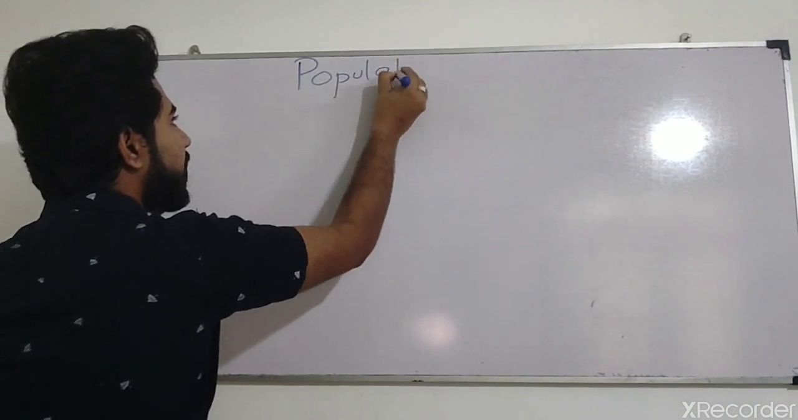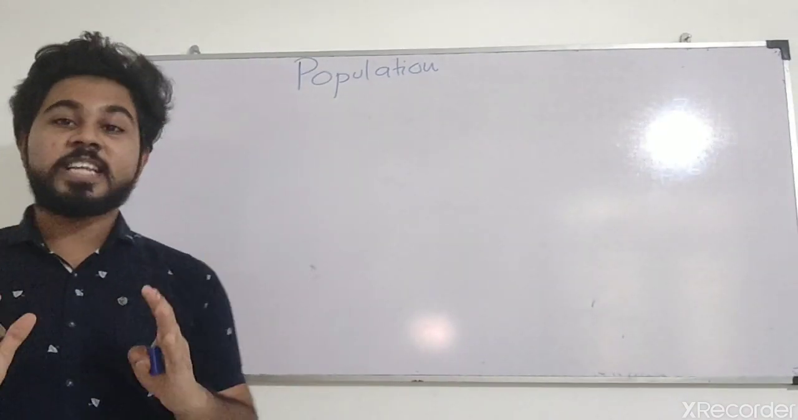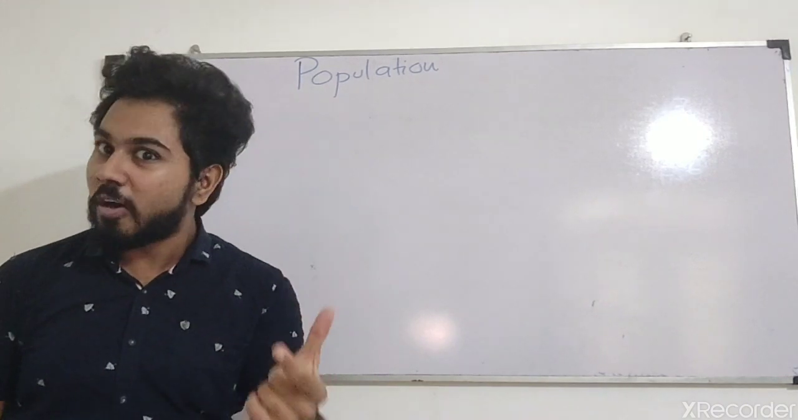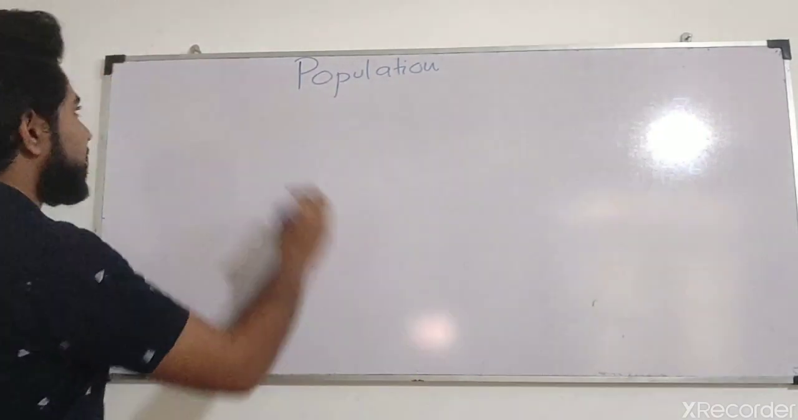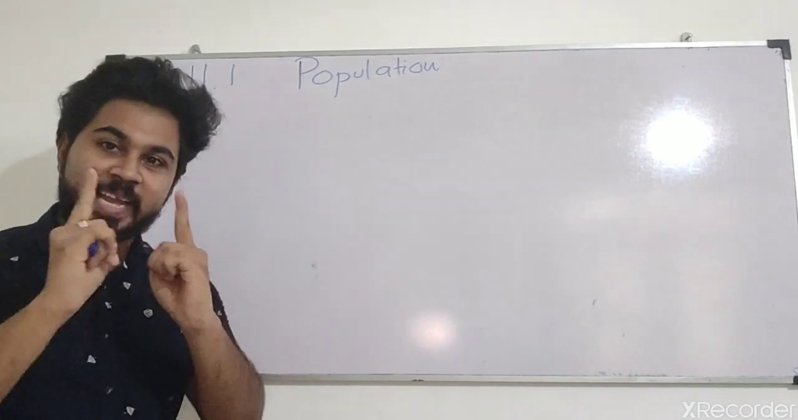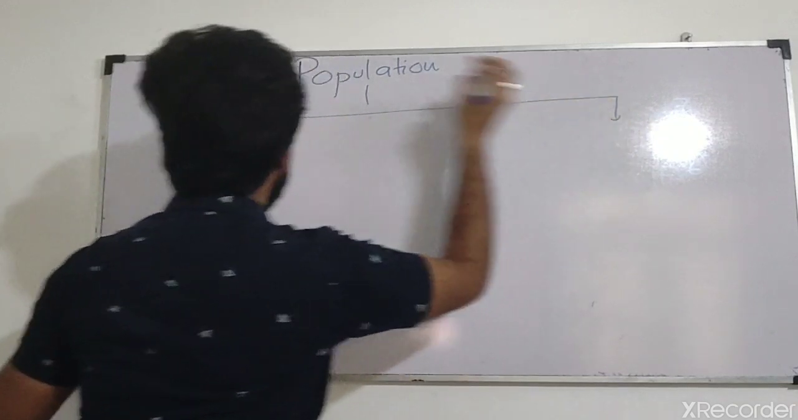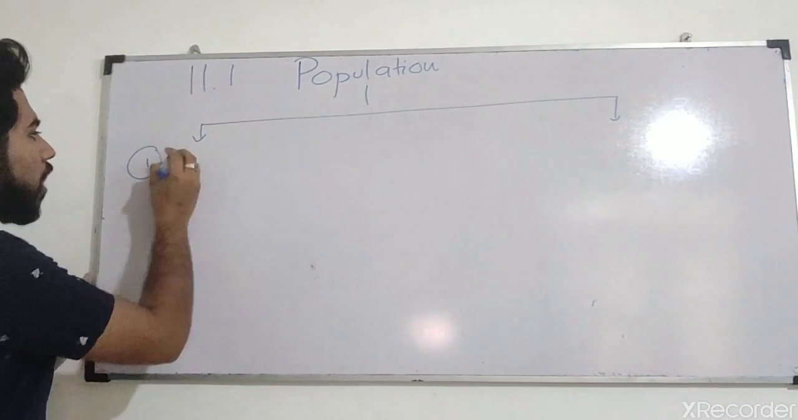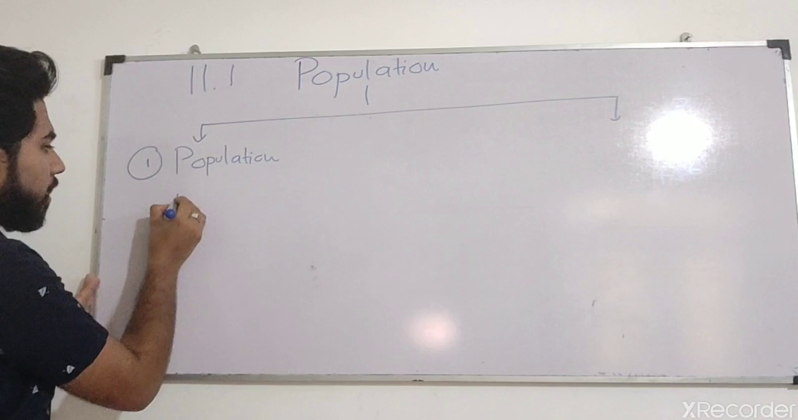Firstly, we should know about the lesson map. Before starting every lesson, we should have a clear understanding of the flow of the lesson. So let's move to the lesson map. This is 11.1, the first part of the 11th lesson in the A-level economics syllabus. It can be divided into several parts. Number one is the population introduction part.